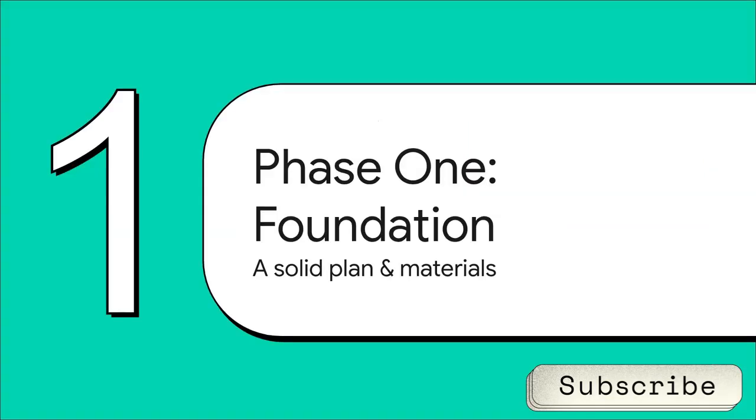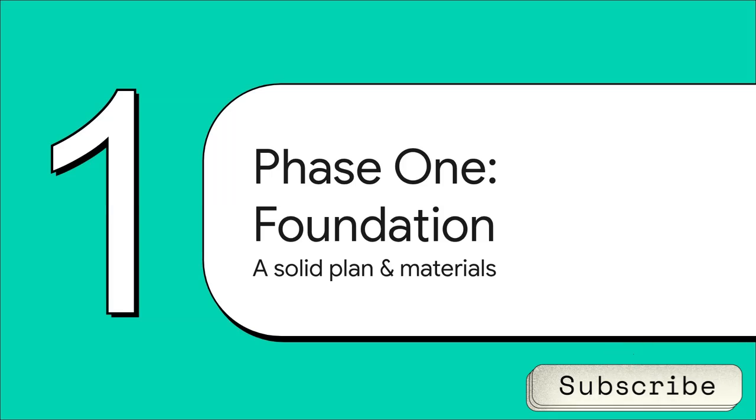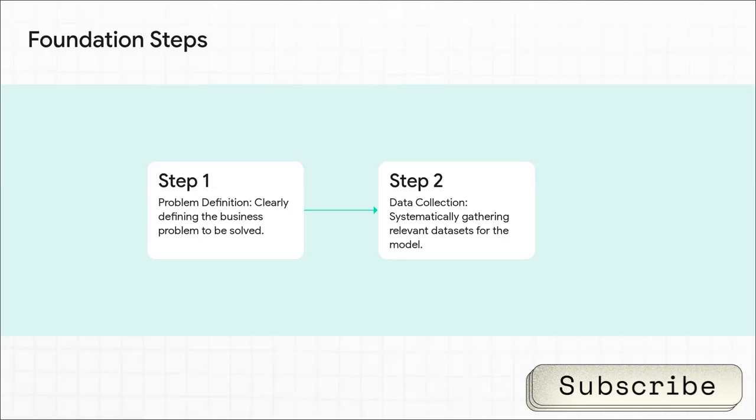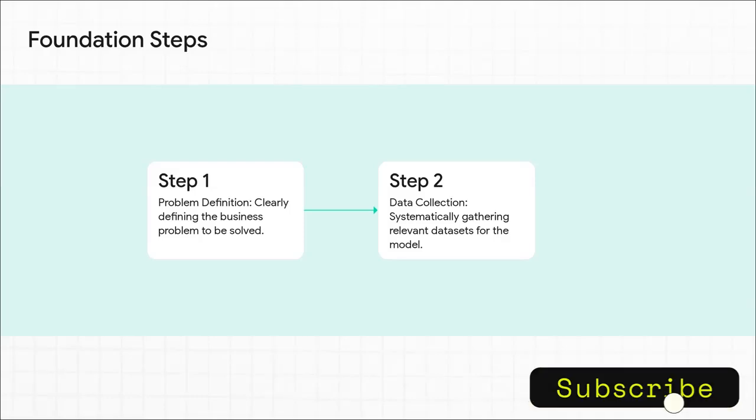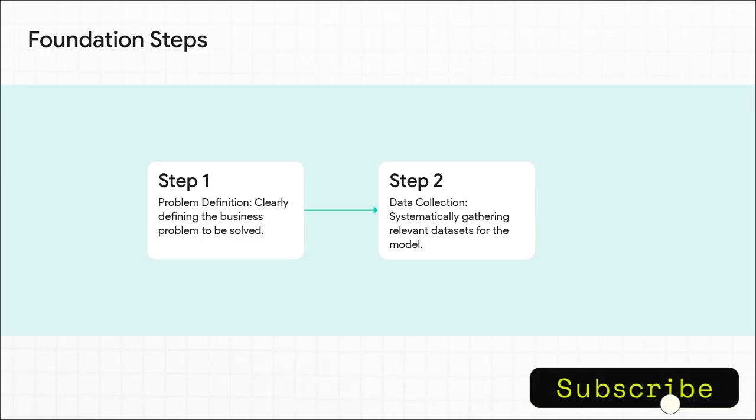All right, let's start at the very beginning with phase 1. This is all about laying a rock-solid foundation. You wouldn't build a house without a blueprint and quality materials, right? It's the exact same idea here. You can't build a good AI model without a super clear goal and really good data. And this phase really boils down to 2 essential first steps. First, you have to clearly define the problem you're actually trying to solve. And second, you've got to gather the data you're gonna need to solve it.